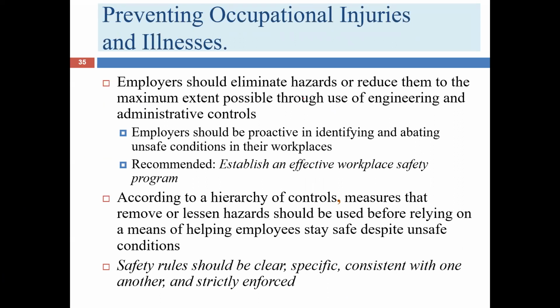Obviously, employers should eliminate hazards or at least reduce them to the greatest extent possible through engineering, policies, training, administrative controls. Employers should be really proactive in this area, not waiting for the accident to happen and then fixing it for other employees, but by actually figuring out what could happen in this workplace, especially when changes are being made. Well, if we change this system, how will that impact other people and other employees?